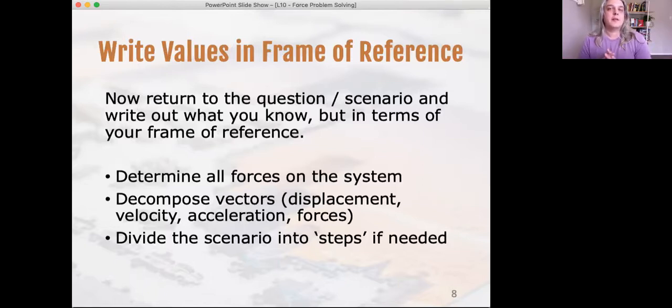Once you know the system, then you can think about all of the forces, and that's where we need to be thinking about Newton's third law in terms of action and reaction forces.